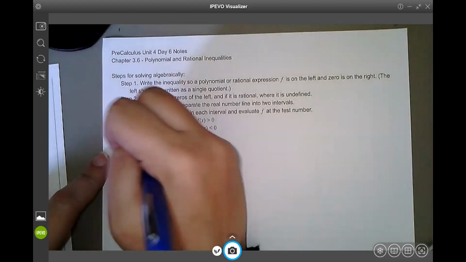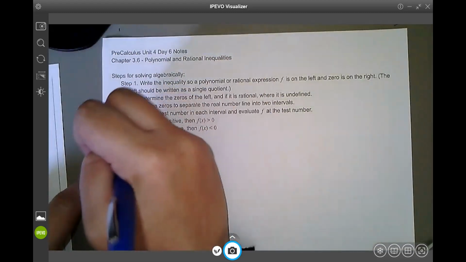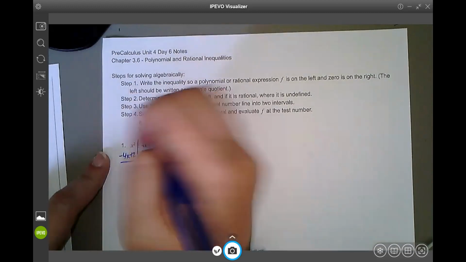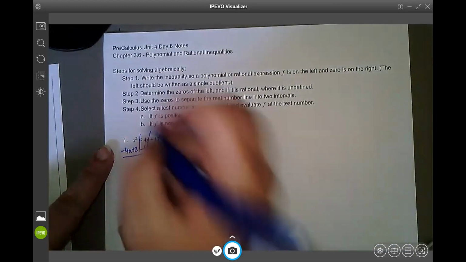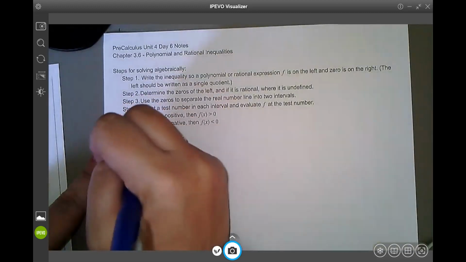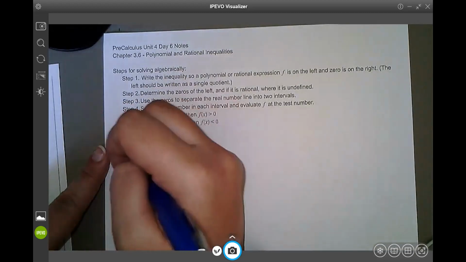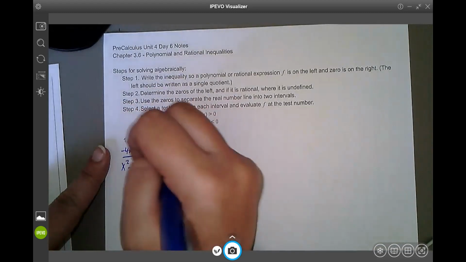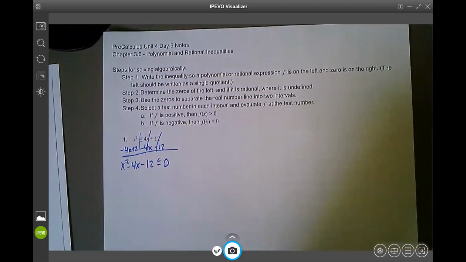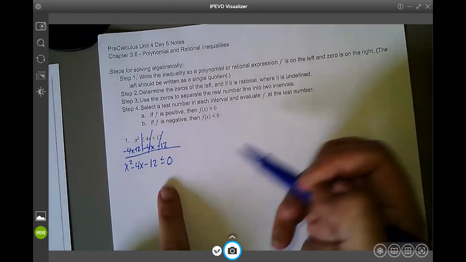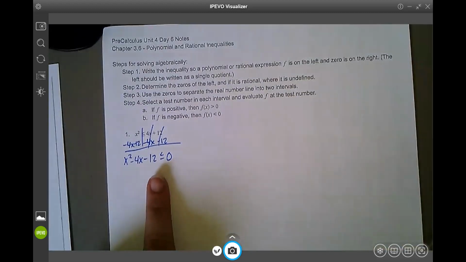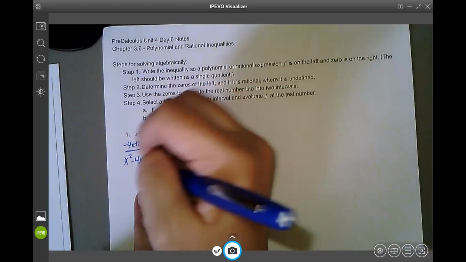I'm going to subtract 4x and 12 from both sides so that I can set it equal to 0 on one side. I have x squared minus 4x minus 12 is less than or equal to 0. To find my x-intercepts for this, you can either graph it, or you can use a quadratic formula, or you can factor it. Most of these are going to be factorable. So here I'm going to factor.